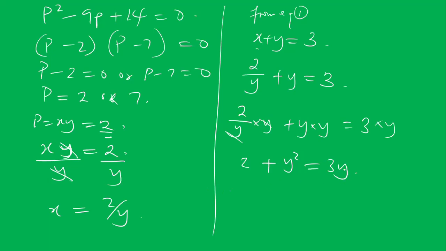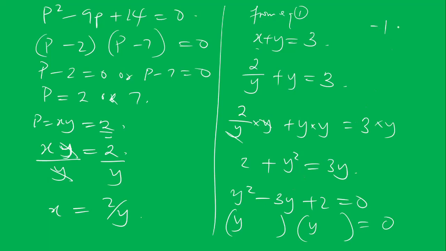So now, if you move this 3y to this other side, you have y squared minus 3y plus 2 equal to 0. So to factor this out, what are the factors of 2 that when you add them, it will give you minus 3? The factors of 2 are minus 1 and minus 2. If you add these two factors of plus 2, it will give you minus 3. So we have factored this out now. So we have y minus 1 equal to 0, or y minus 2 equal to 0. So that means y is equal to 1 or 2.